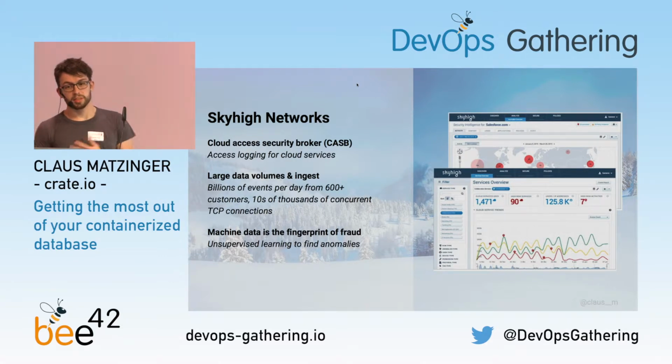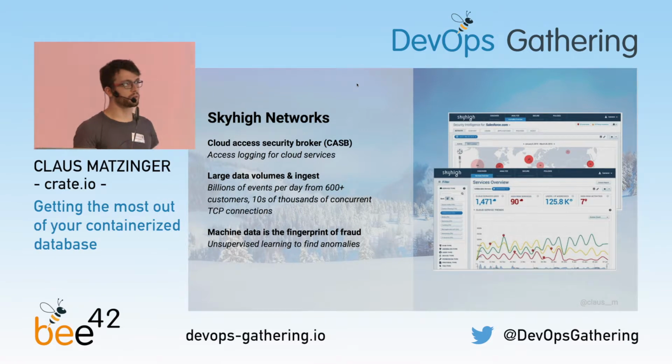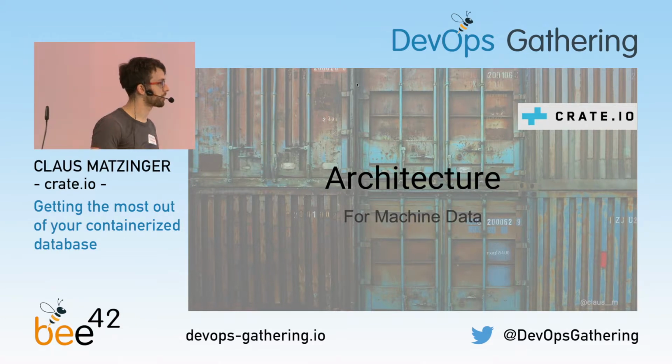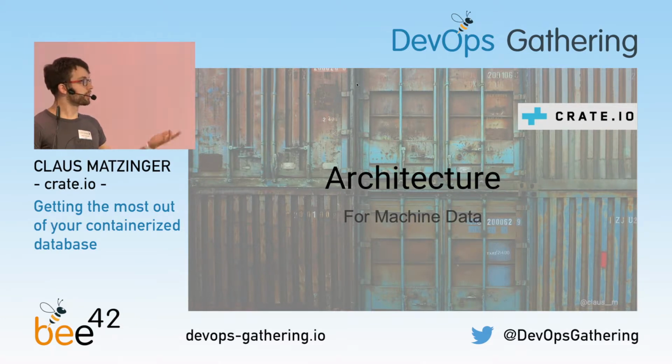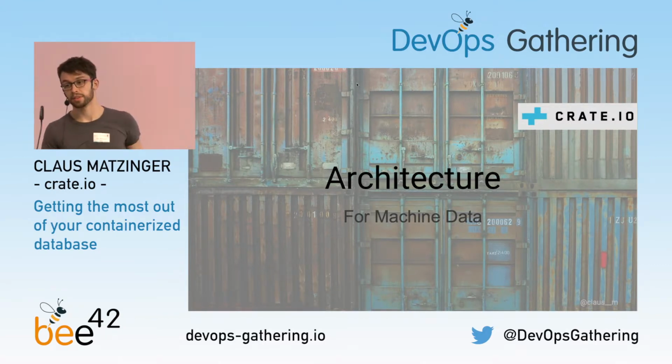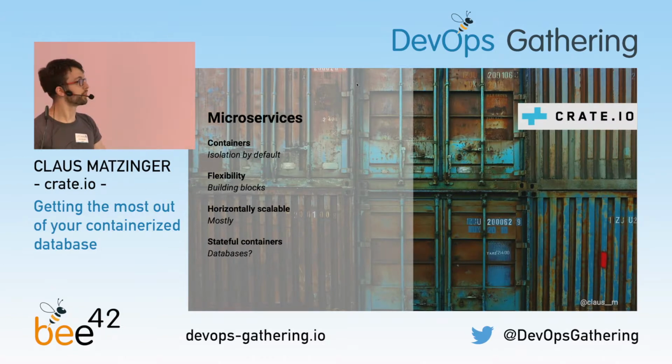So all of that is machine data, and it provides a huge amount of data. That huge amount of data is usually solved by one common architecture pattern that has become popular in the last few years, and we have heard it a couple of times today. Microservices, of course. You have containers.